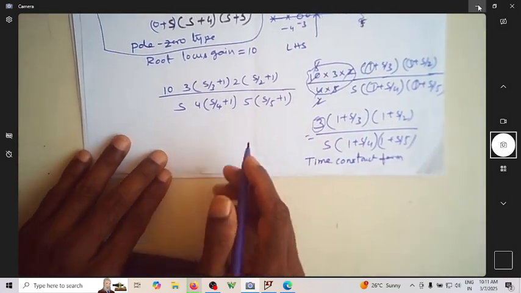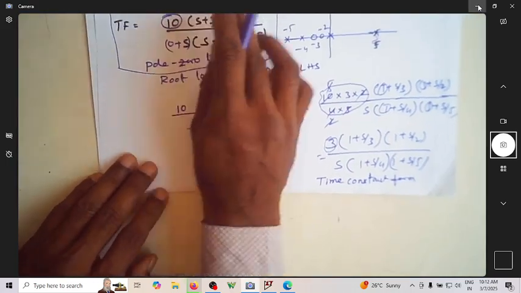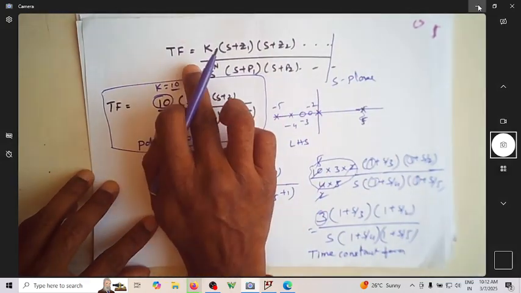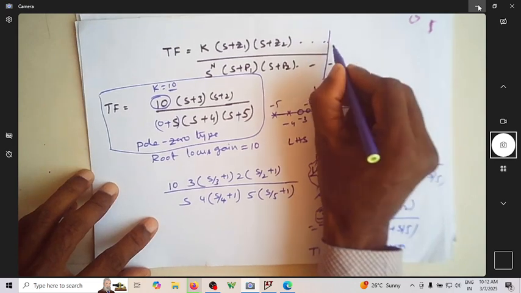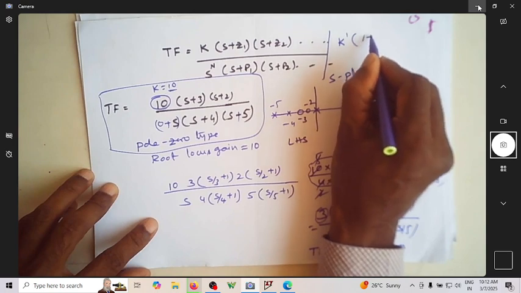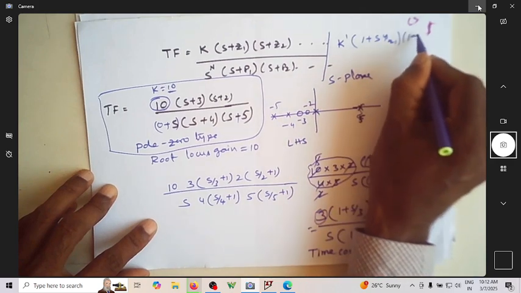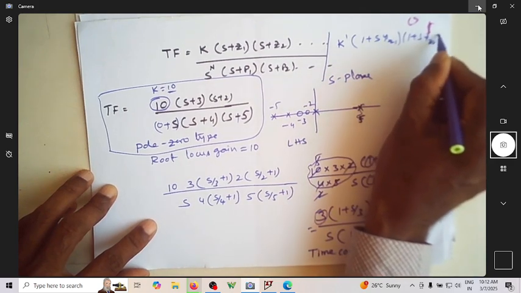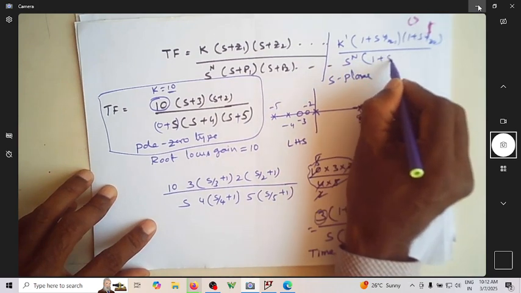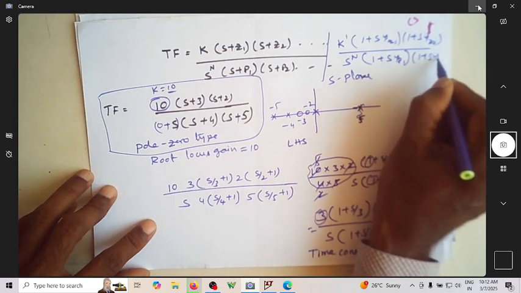Usually how do we write this? This is what we have written as k. This is your pole zero representation. In your time constant representation, I will write it as k dash. It is now 1 plus s tau z1, 1 plus s tau z2, divided by s power n, and 1 plus s tau p1, 1 plus s tau p2.